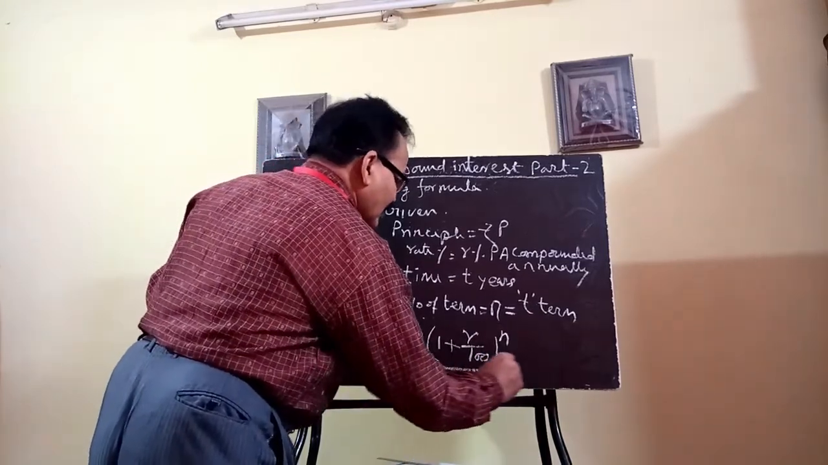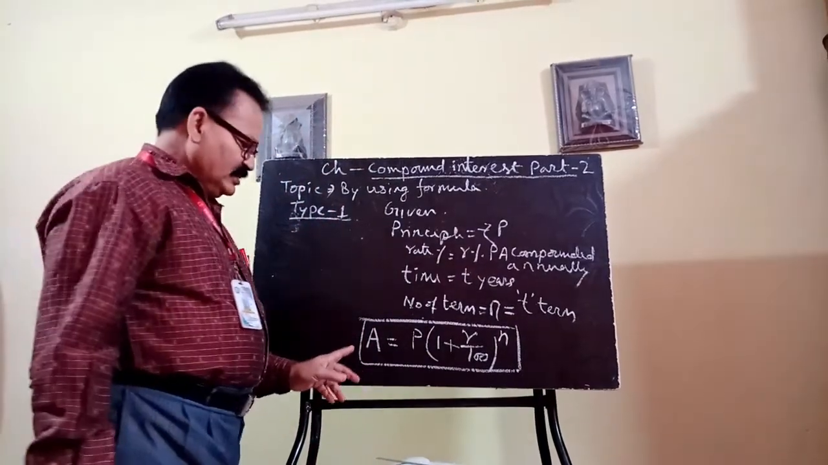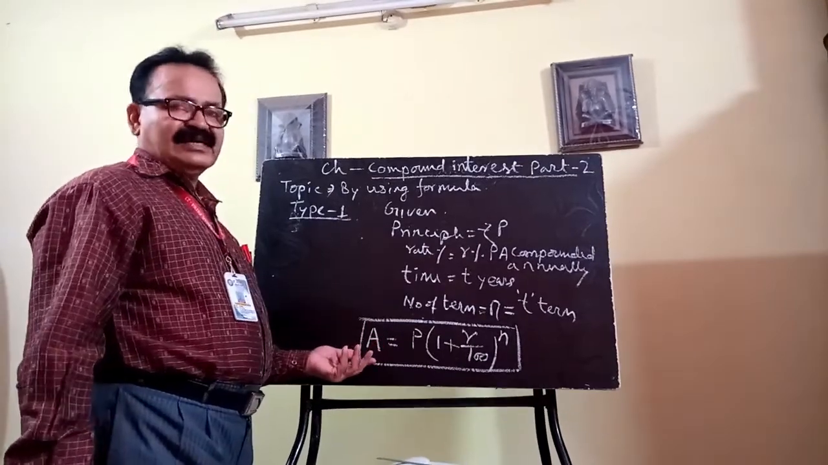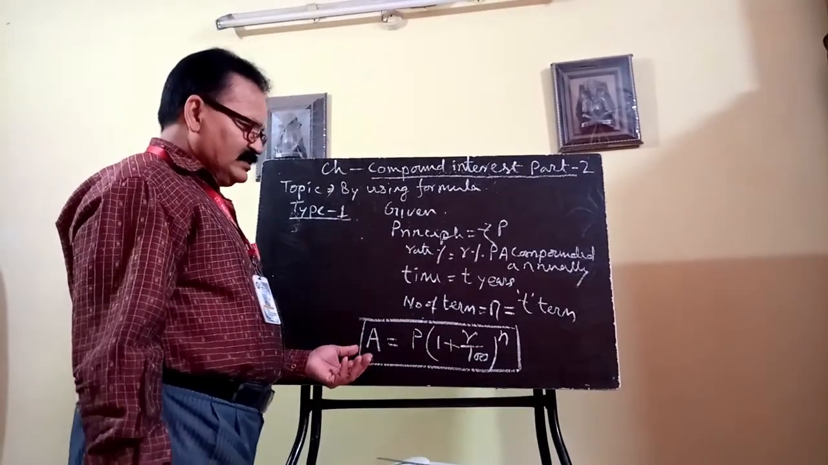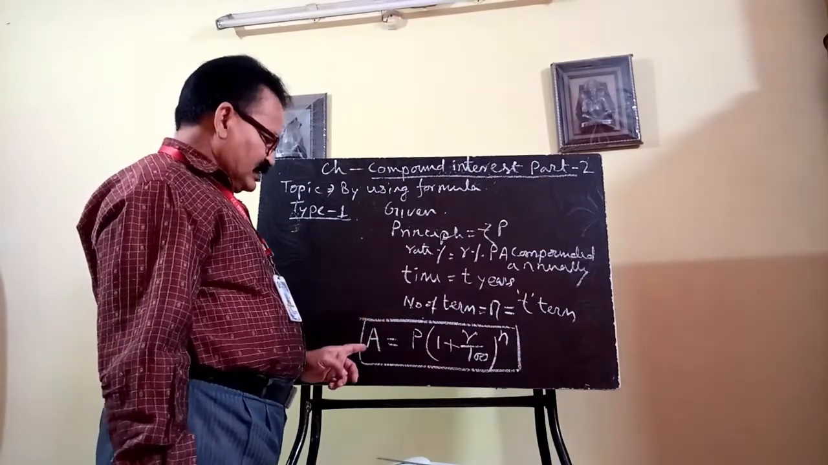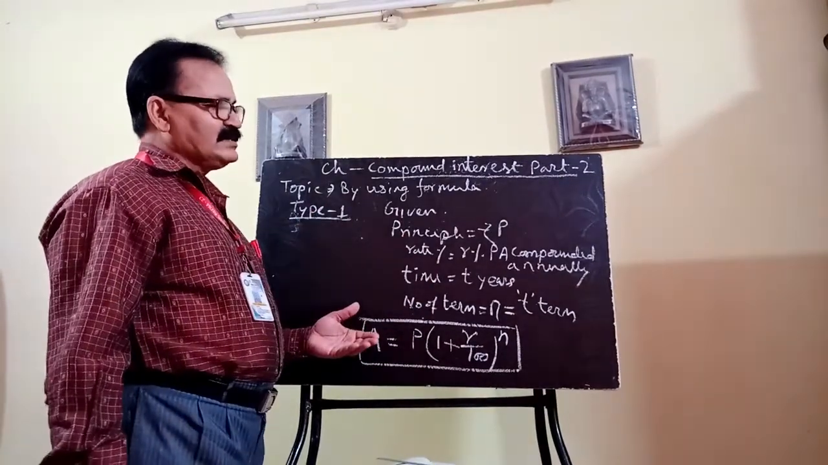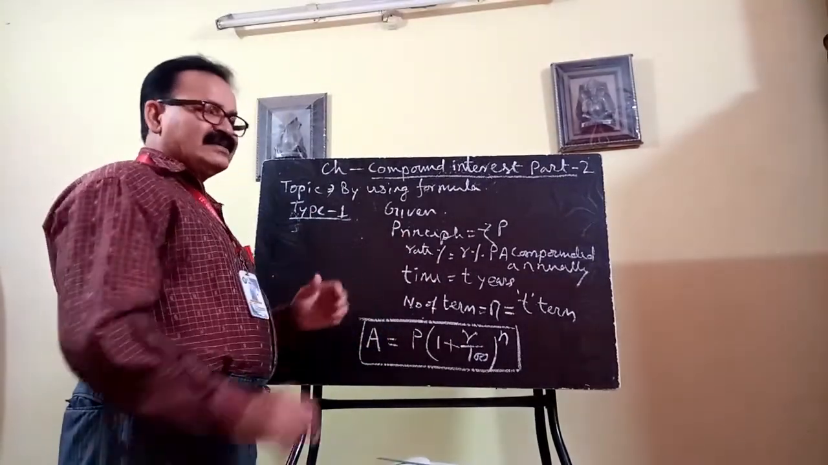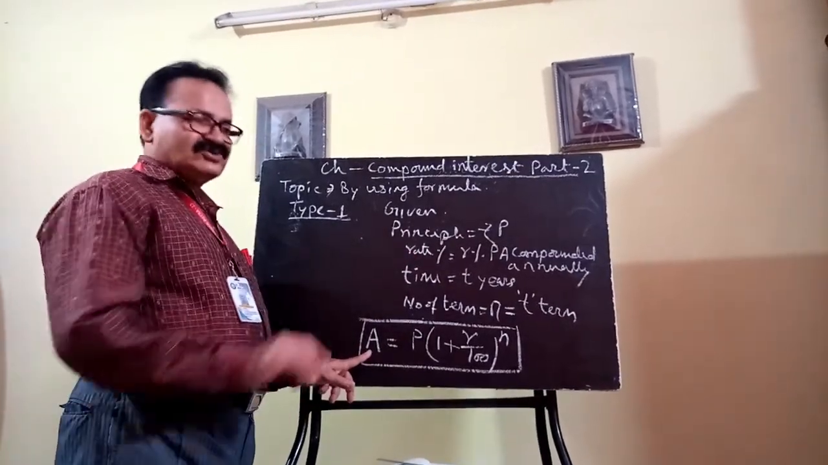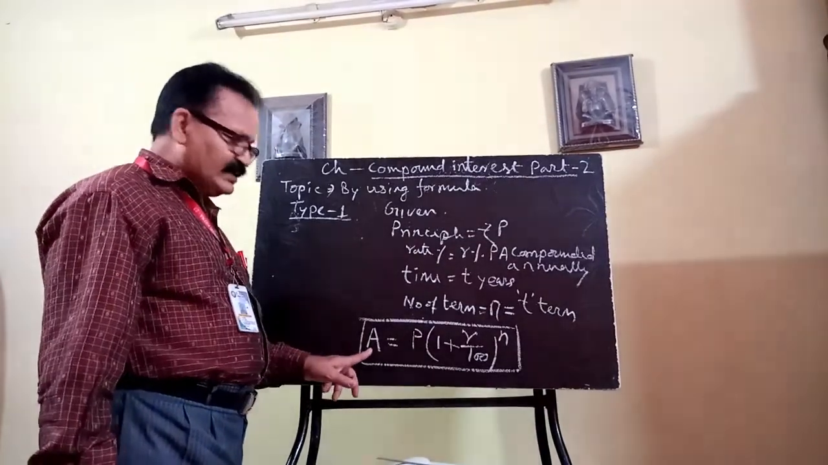This is the formula of your calculation of amount. Directly you can find out the amount. Clear? In your previous exercise you have done that at the end of every year, you have calculated the interest, then added the interest with the original principal, and finally you have got the amount. So that much you can calculate with the help of the formula directly.